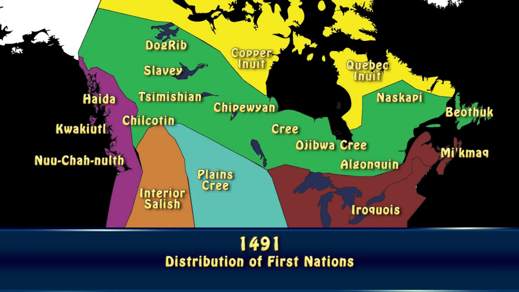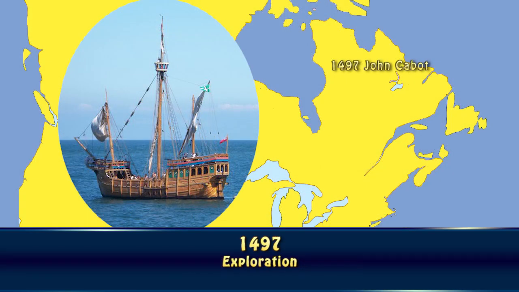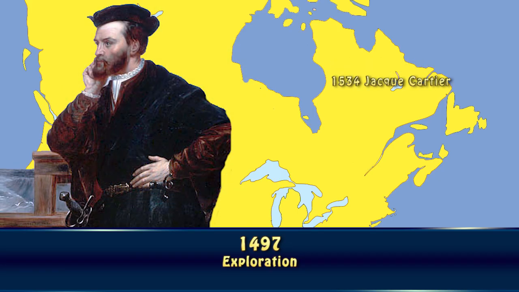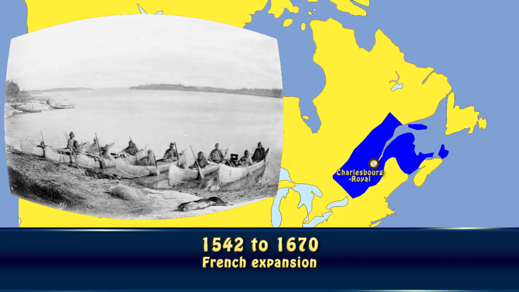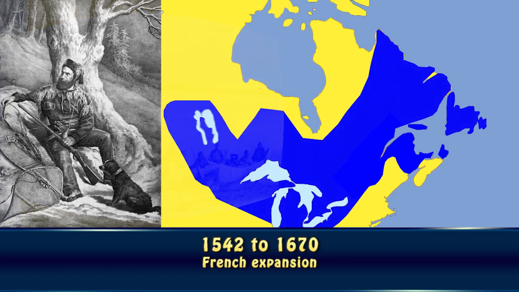Our timeline begins in 1491 with the distribution of First Nations in the territory known as the Dominion of Canada. European conquest begins with the arrival of fishing fleets along the eastern coast and exploration seeking a route to China and India. France explores Upper North America. The beaver fur trade was established around 1580.